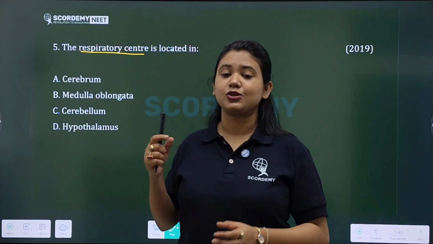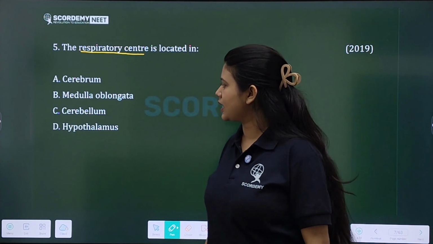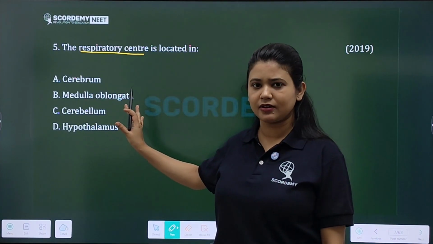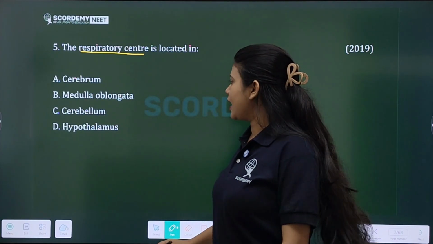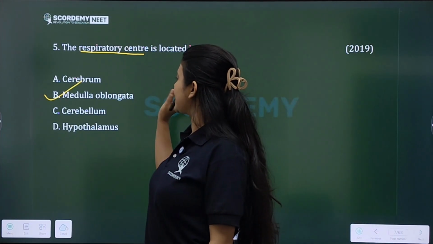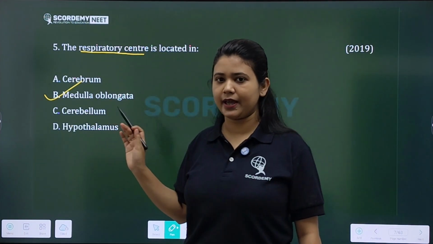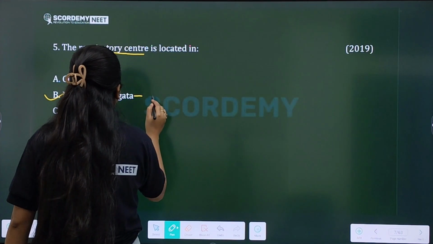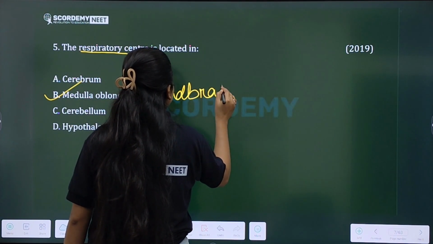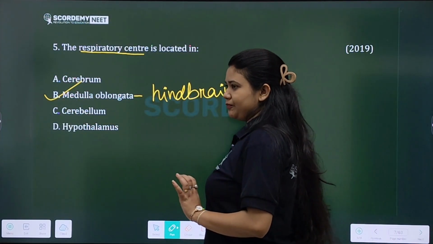So respiration is one of them. Where is the control center: the cerebrum, medulla oblongata, cerebellum, or hypothalamus? These are different parts of your brain. The answer is the medulla oblongata. This is the respiratory control center, and it is a part of your hindbrain.